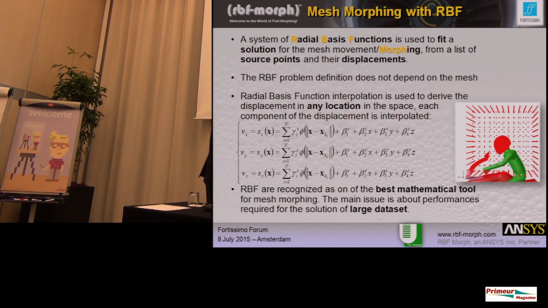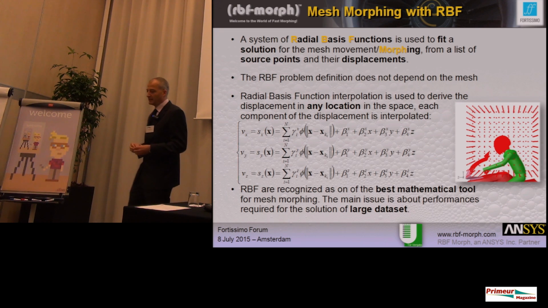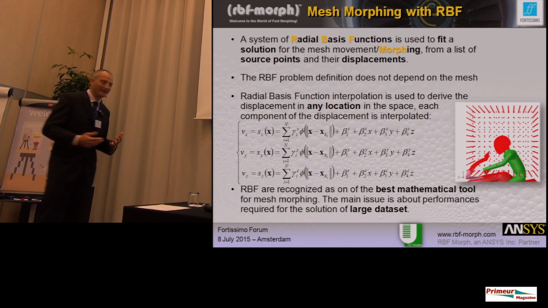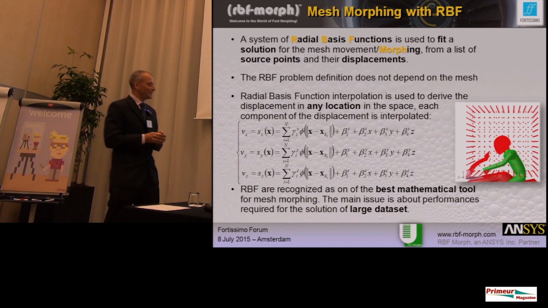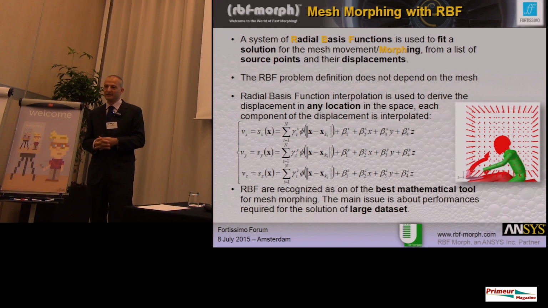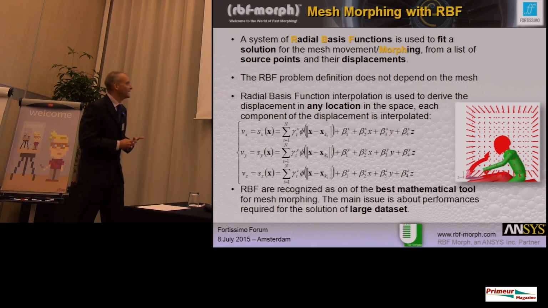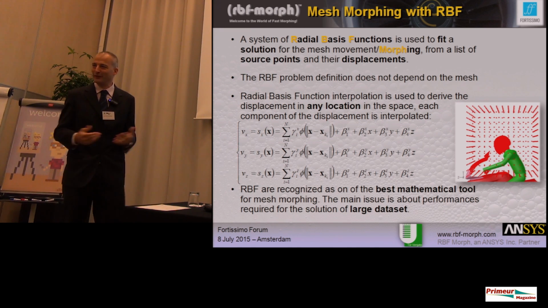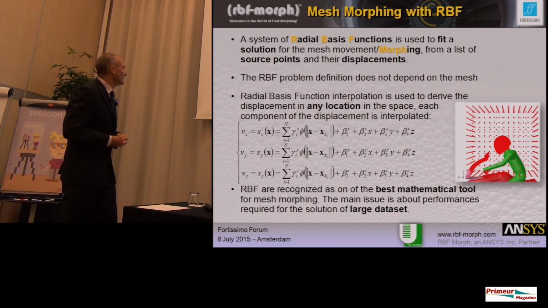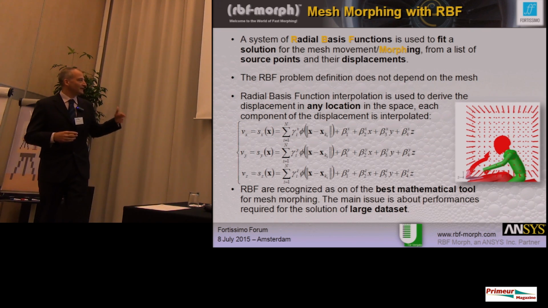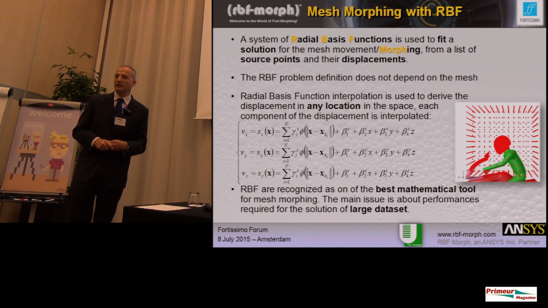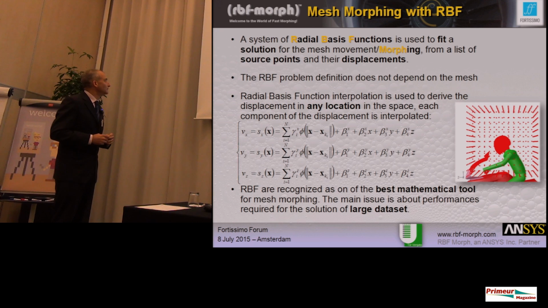Let me now give you an overview of our software line, and let me shortly describe what RBF Morph stands for. With RBF, we mean radial basis functions. That is a technology recognized as the best mathematical tool for mesh morphing. This is not by us, but by the scientific community, of course. One of the problems of radial basis functions is that it's very difficult to work with large data sets, and we can do it quite well.